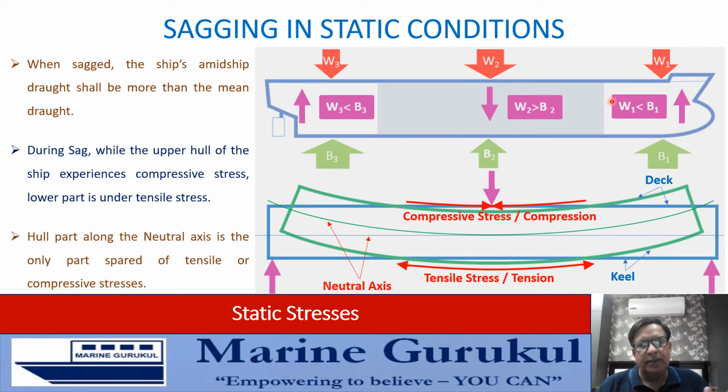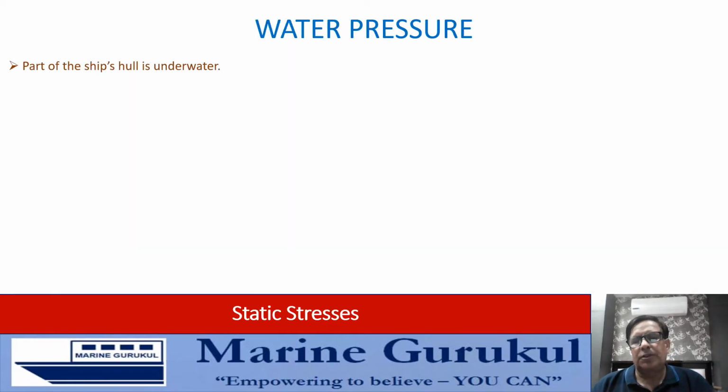So therefore again, like the hogging condition, even for sagging, the vessel has to be strong enough to withstand the stresses induced by compressive and tensile forces in the sagged condition. Having understood the stress set into the ship's hull because of the longitudinal deformation, now let us try and understand what is the effect of water outside the ship's hull on the immersed part.